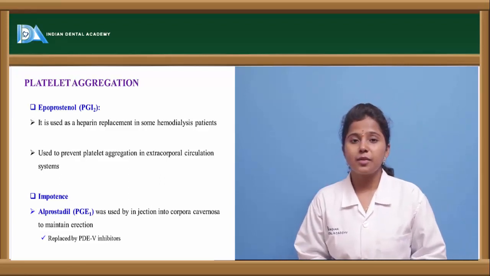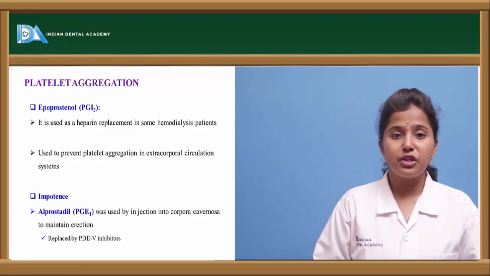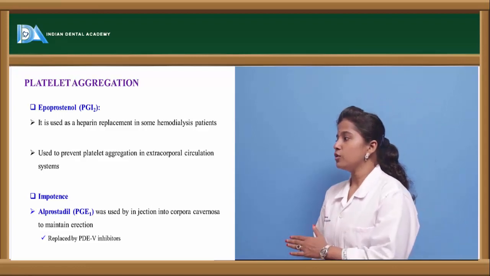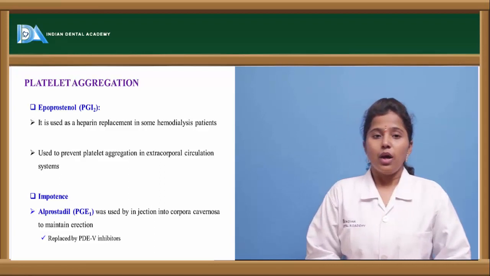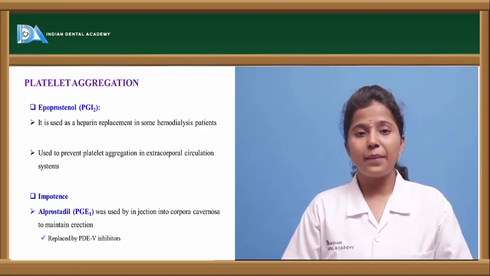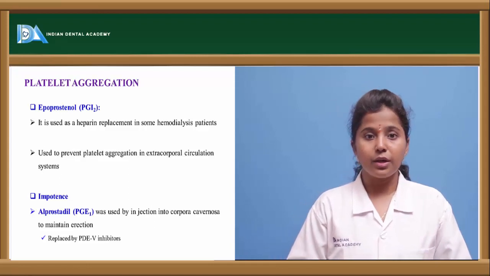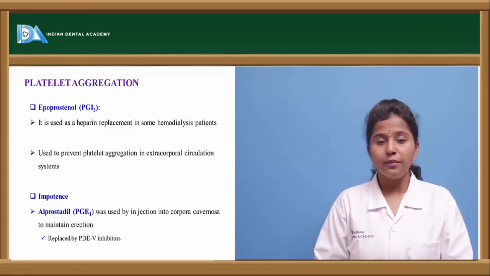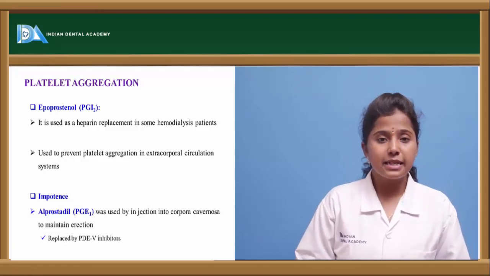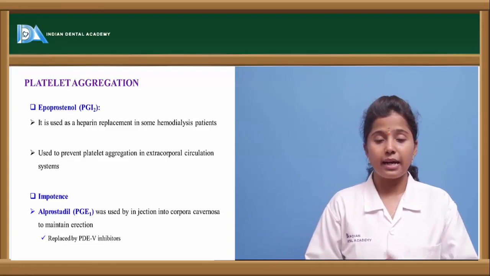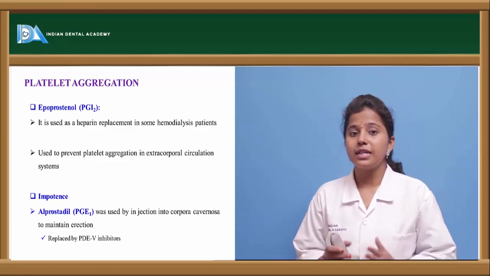Epoprostenol is such a marketed formulation which contains PGI2 as its main ingredient. So it is used to replace heparin. Heparin is an anticoagulant agent. So when this prostaglandin PGI2 is given, it replaces heparin and binds to the receptors, and thereby it exerts its anticoagulant action because it inhibits platelet aggregation.